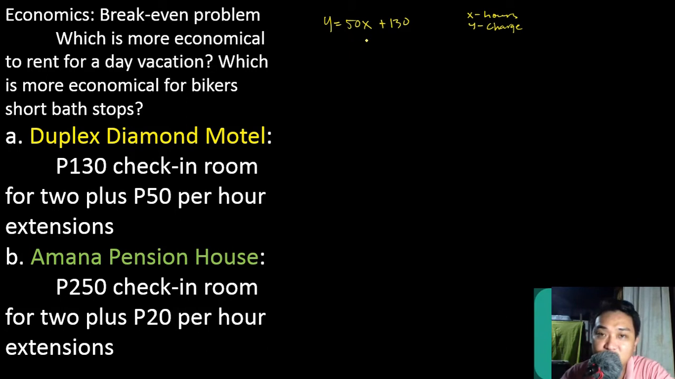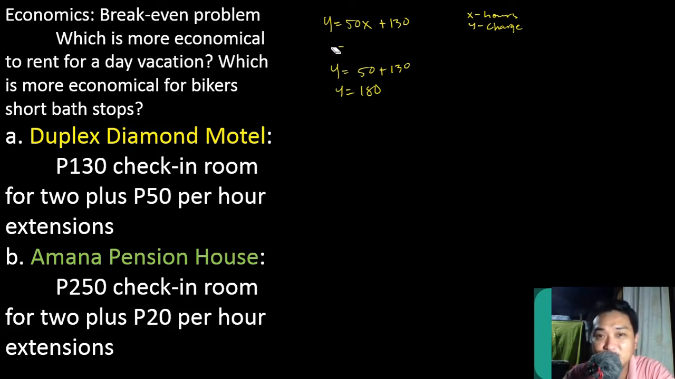So, ibig sabihin, kung nagtagal tayo ng isang oras, let's say, x is 1 hour. So, y is equivalent to 50 times 1 plus 130. So, magkano yung babayaran natin pag nag-isang oras tayo doon? So, that will be 50 plus 130 or y is equivalent to 180 pesos. Yun yung babayaran natin for Duplex Diamond Motel.